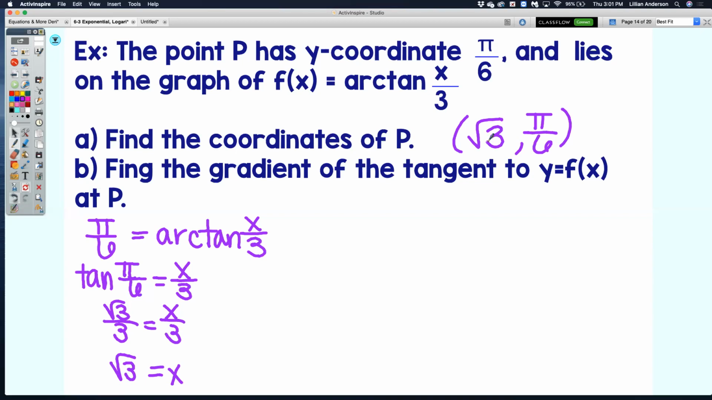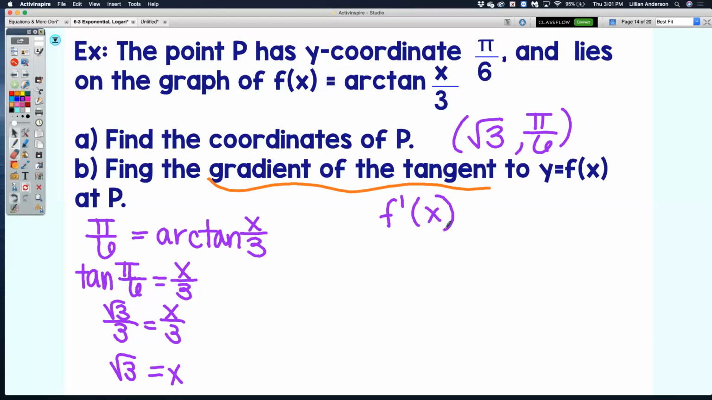Here we have to know a little bit of circular functions. Now it says find the gradient of the tangent to y equals f of x at P. When you see gradient of the tangent, you need to find the derivative. And once you know the derivative, to find the gradient you plug in the x value into the derivative. So I need the derivative of arctangent x over 3.